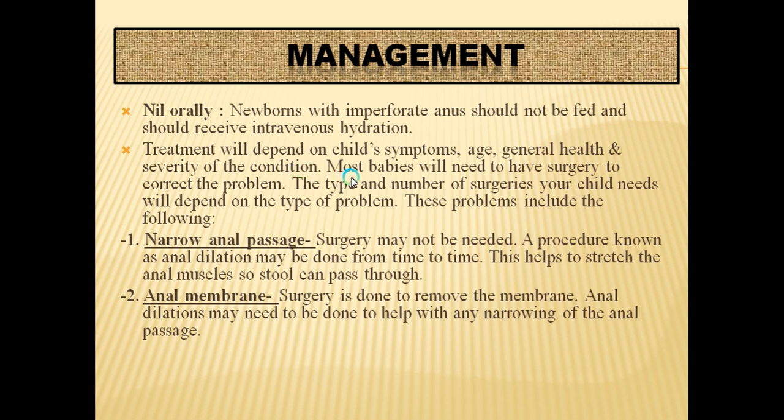Some babies may require surgery immediately. So different surgeries are there. We are going to study each of them, and the type of surgery which the child requires will depend on the type of the problem. Okay, so we'll deal with it one by one. First is narrow anal passage.